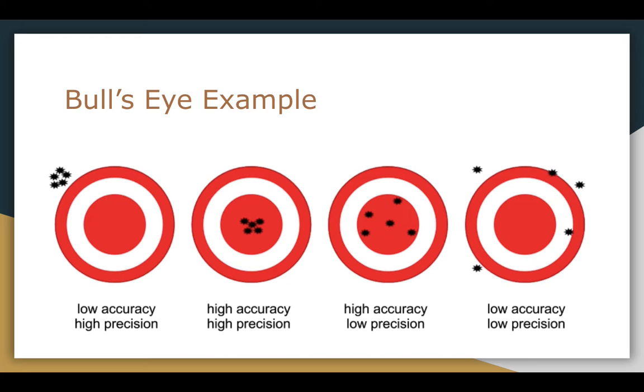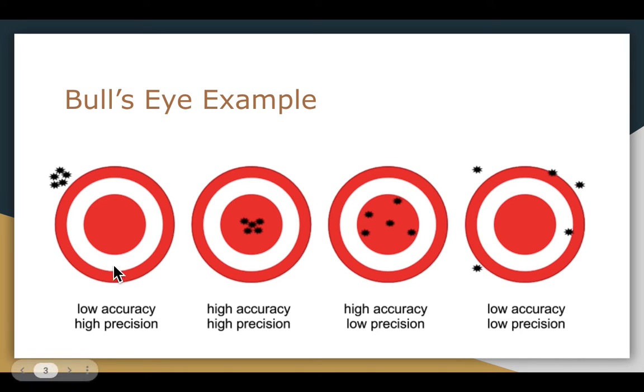So let me give you a good example of what this means using the idea of a dartboard and a bullseye on a dartboard. Think of the bullseye on the dartboard as being what you want, what you're trying to achieve, the true value, the accurate value. You throw a series of 5 darts and you're trying to hit the bullseye.